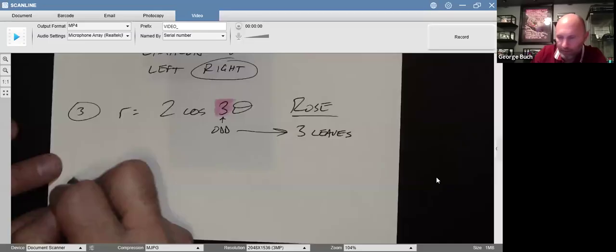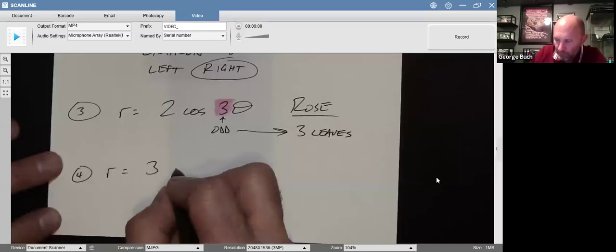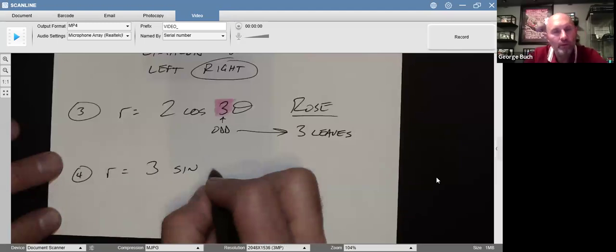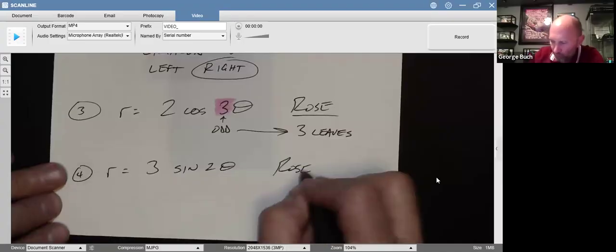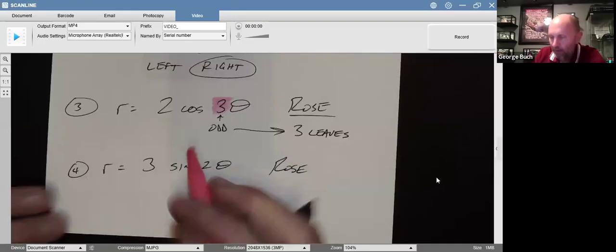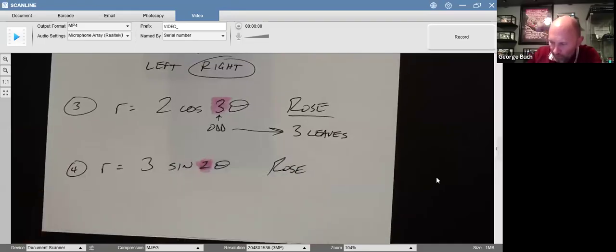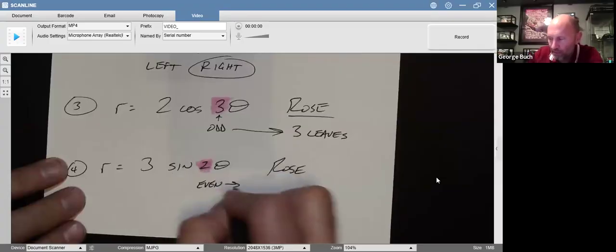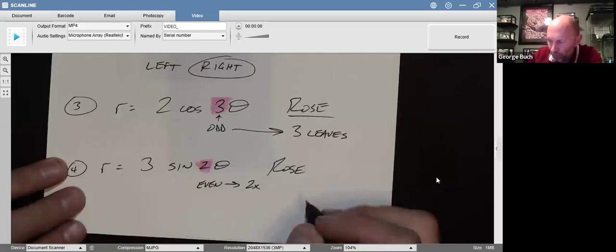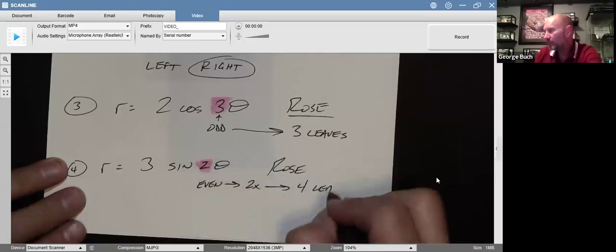And lastly, r equals 3 sine of 2 theta. So again, no plus or minus. This has to be a rose. So I'm going to look at the number in front of theta. It's 2, which is even. Therefore, I have 2 times that amount of leaves. So 2 times 2 is 4. So I have 4 leaves.